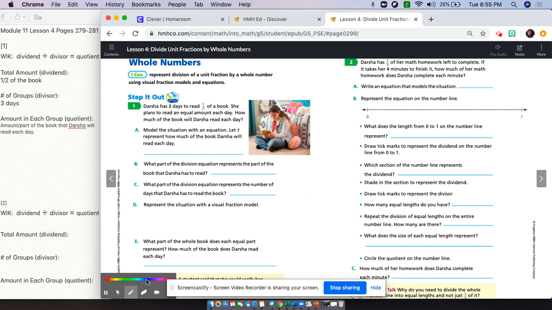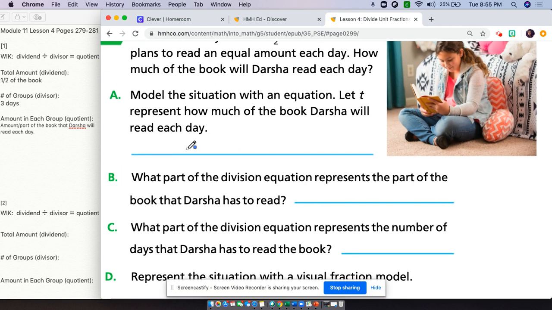Let me choose a different color. Okay, so my dividend was half because the total amount that she has to read is half of the book that is left. She's going to split up half the book that she needs to read among 3 days. So she has 3 days to read half the book. And that would give her T, which represents the amount of the book that Darsha will read each day. Okay? We got T from here. It told me to let T represent how much of the book she will read.